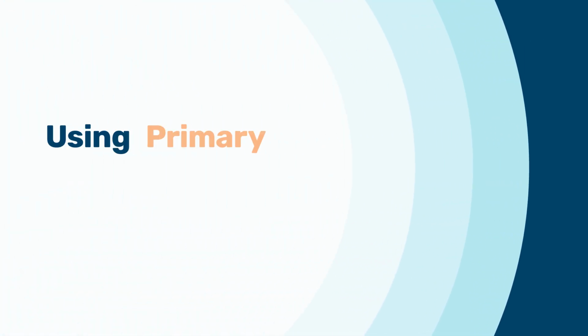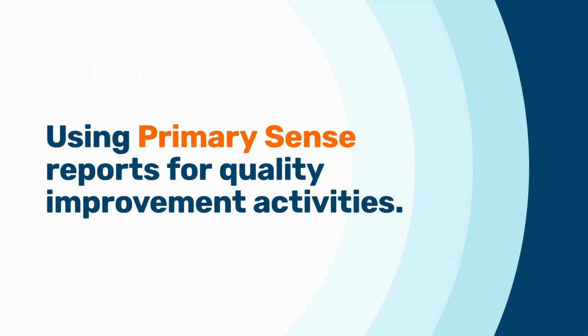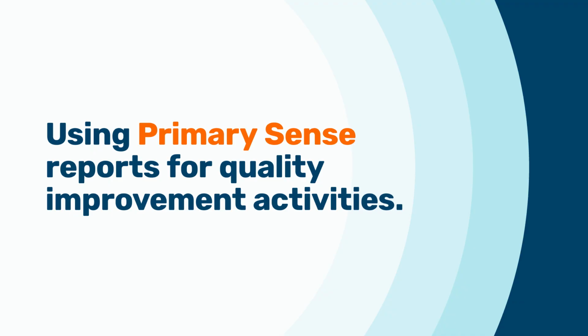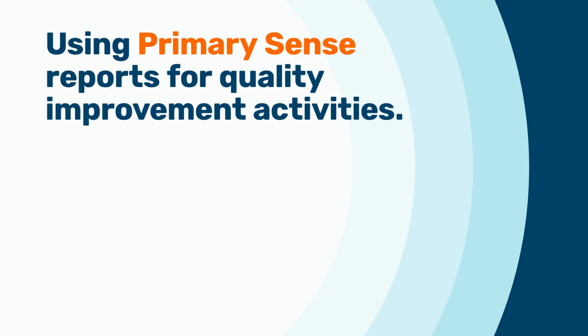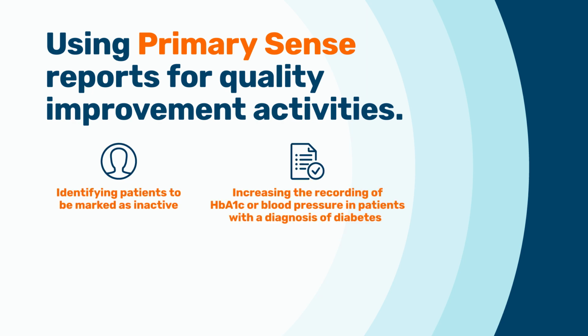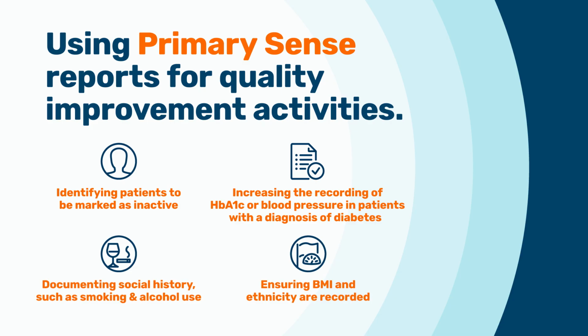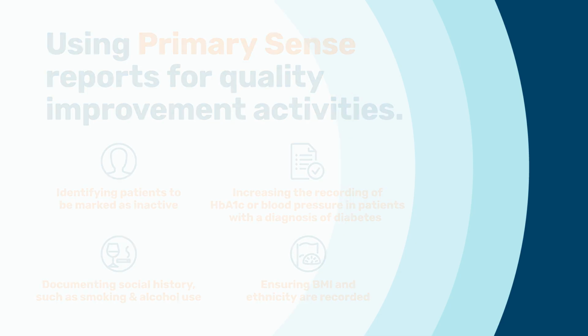So, how can we turn these reports into meaningful quality improvement activities? Some quality improvement activity suggestions include identifying patients who should be marked as inactive, increasing the recording of HbA1c or blood pressure in patients with a diagnosis of diabetes, documenting social history such as smoking and alcohol use, and ensuring BMI and ethnicity are recorded.